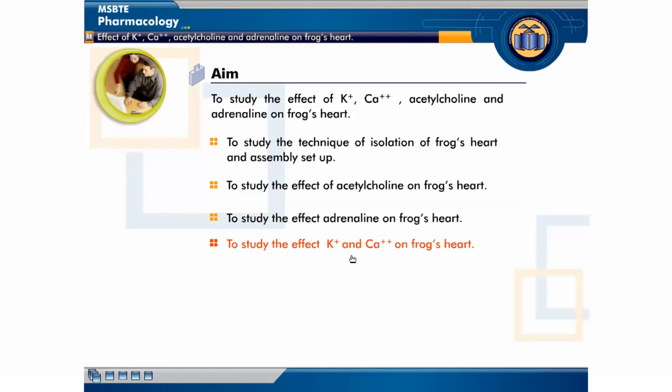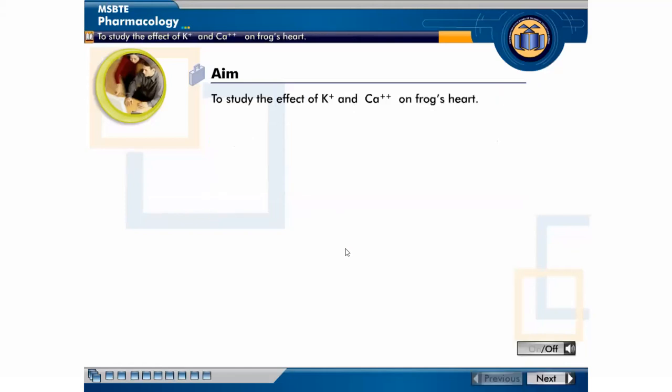Okay. Aim of this experiment is to study the effect of potassium, calcium on frog's heart. To study the effect of potassium ions and calcium ions on the isolated heart of frog. This is aim of our experiment.